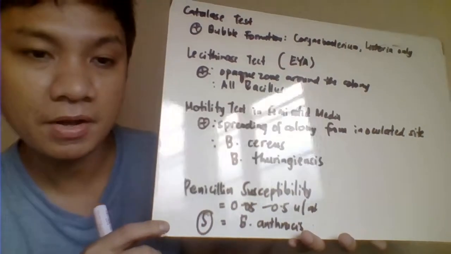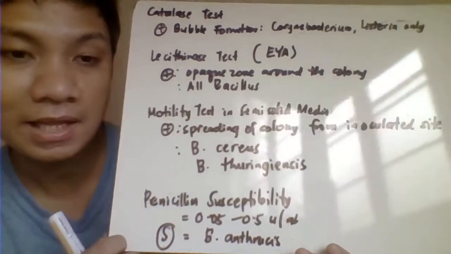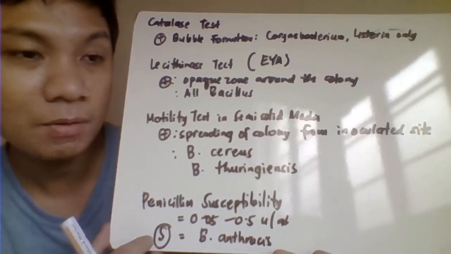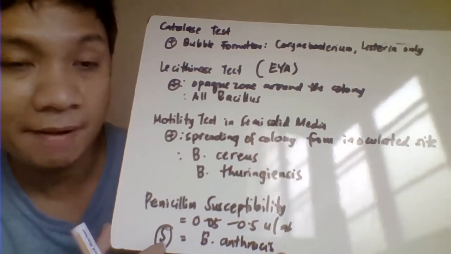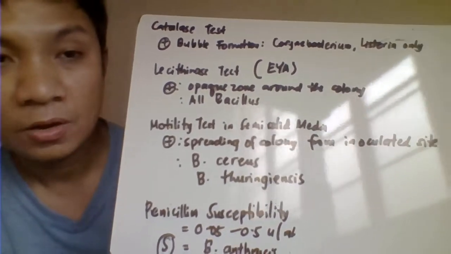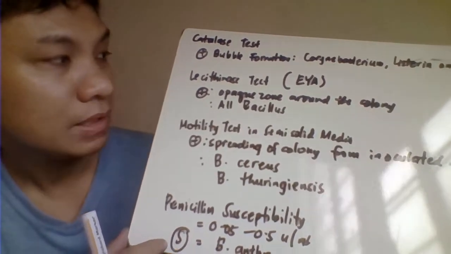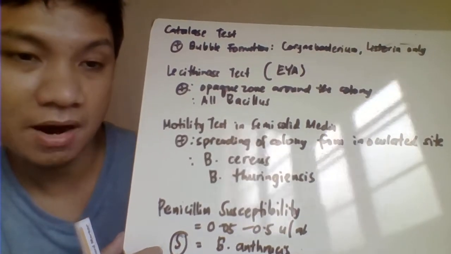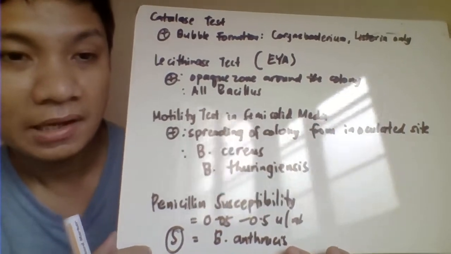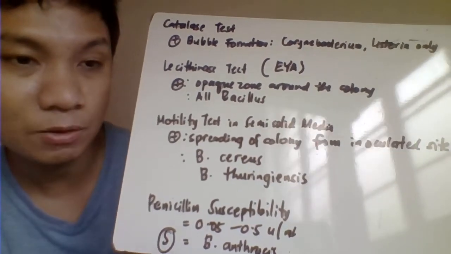Then we have here some biochemical reactions for the diagnosis of Bacillus. First one, we have the catalase test. The catalase test will identify only Corynebacterium diphtheriae and Listeria, characterized by bubble formation. All the rest of our gram-positive bacilli will give a negative result with catalase. The lecithinase test in egg yolk agar will give a positive result with an opaque zone surrounding the colony, and that will be positive for all Bacillus.